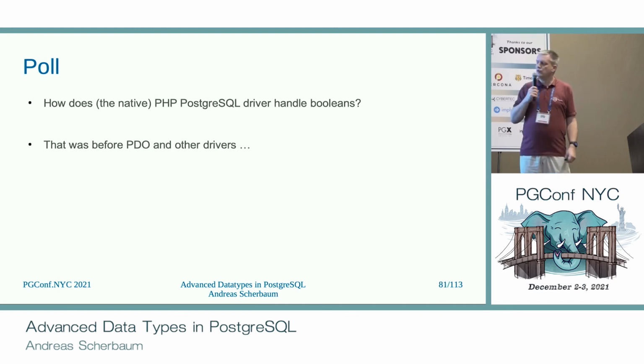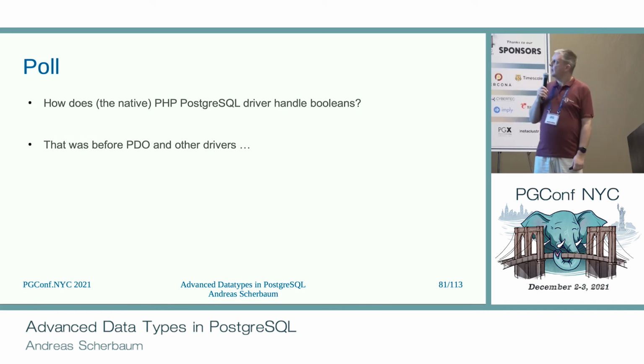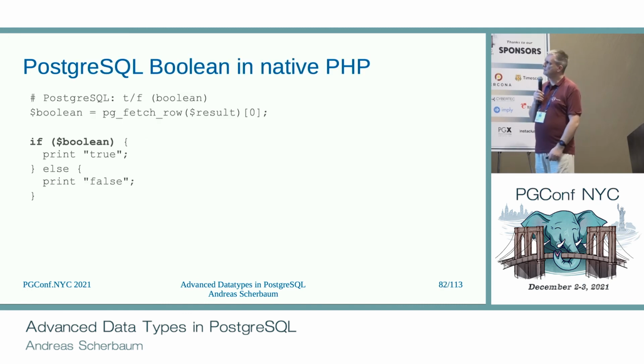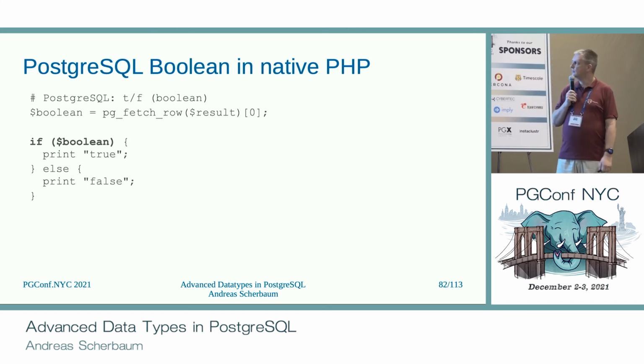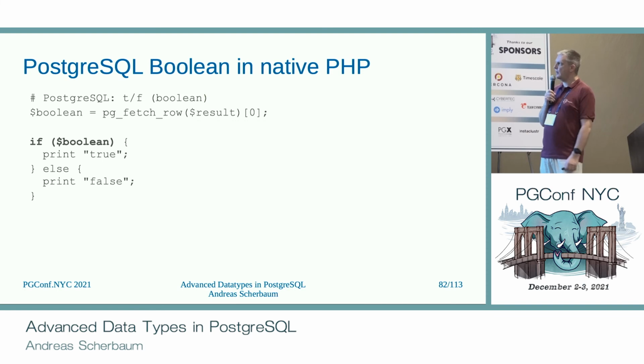Okay, one question. Do you know how the native PHP Postgres driver handles Booleans? Not PDO, one of the others. Like pg_fetch_row, if you have a Boolean field in your database, what does it give you back? It does give you text back. So the native PHP driver has no idea what data type you're using in Postgres. What does it mean if your field in Postgres is not 0 and 1, but T and F?